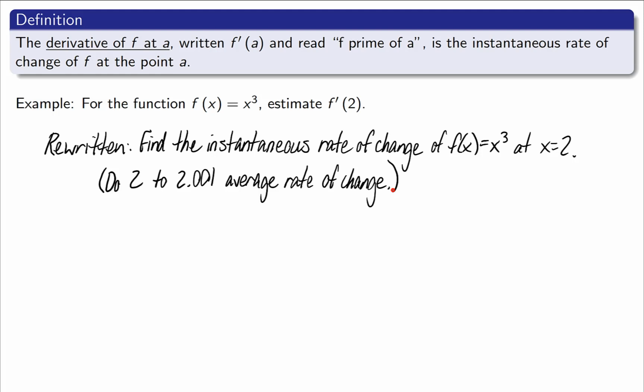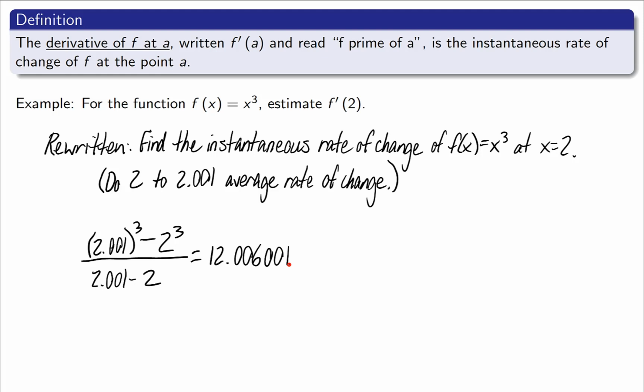So we're looking at f of x is equal to x cubed. So f of b would be 2.001 cubed. F of a would be 2 cubed. And then we have this over b minus a. If we calculate this, we get 12.006001. That's our exact answer, but in all actuality, I'm just going to go ahead and mention that this is about 12. And the real answer when we're not estimating would actually be 12. So we'll talk about that in a later section.